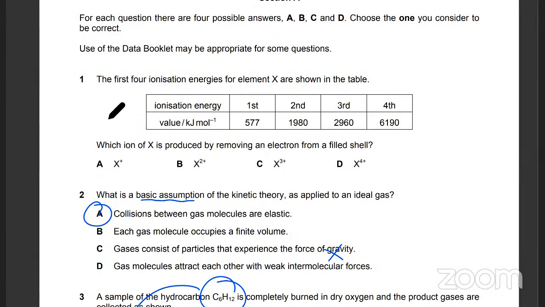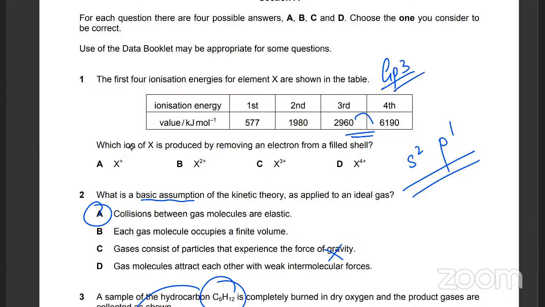For this one, is it C? It is C, it's in group 3, right? No, but it says from a filled shell. That means, this one, the first 4 ionization energies of element X are shown in the table. The first 4. So which group is it in? It's in group 3, right? What's the electronic configuration of group 3? That's s2 and p1, right? Because this is in group 3, it's got 3 valence electrons.